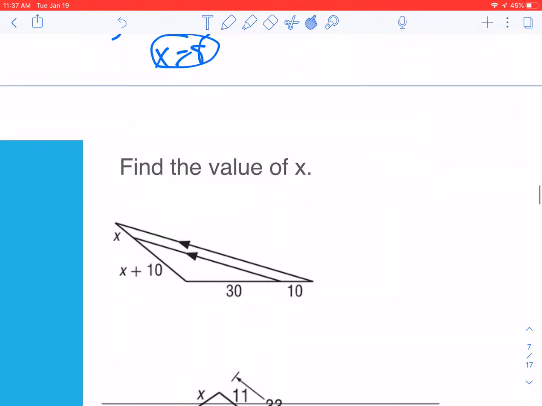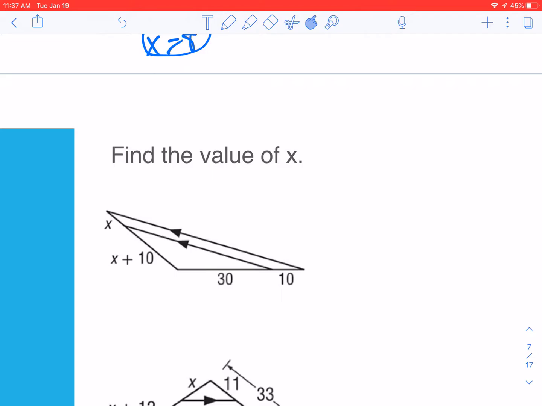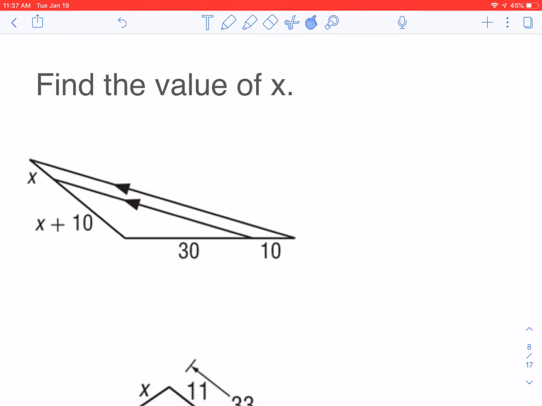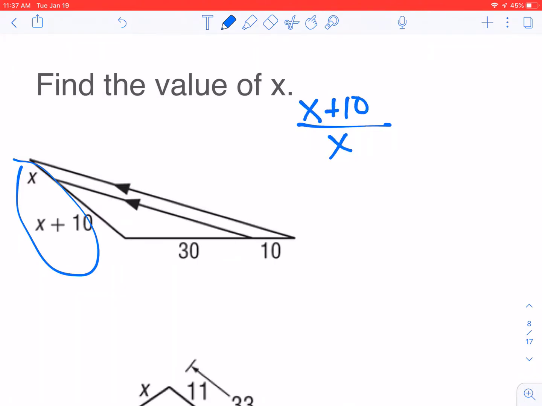The next one, I want you guys to try on your own. So go ahead and see if you can set that up. Okay, here's the setup. I'm going to do my x's first. I'm going to do x plus 10 over x. And by the way, I always do the top of the triangle first, so heading that way. So that's why I start with x plus 10. If you want to start with the x, you can, and just flip the fraction. Equals 30 over 10.